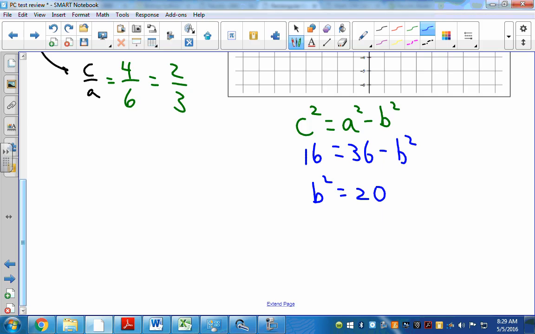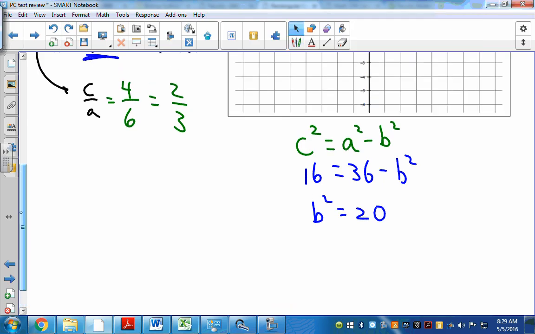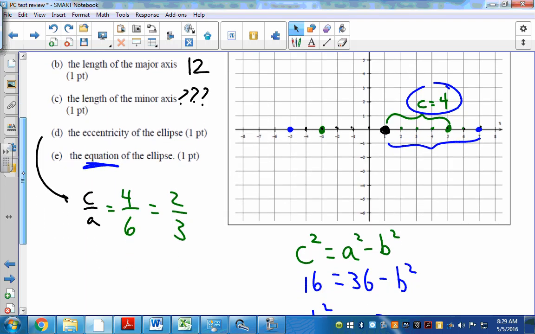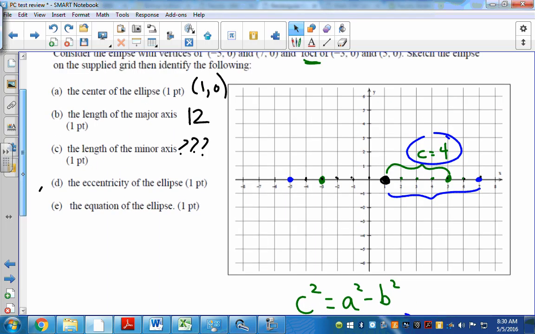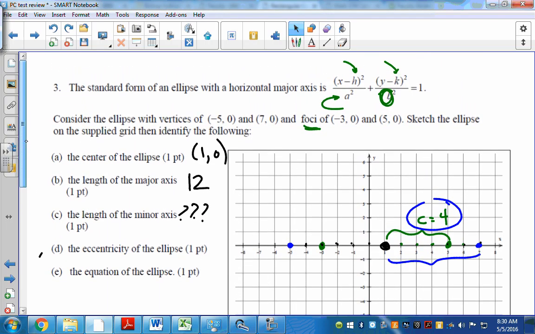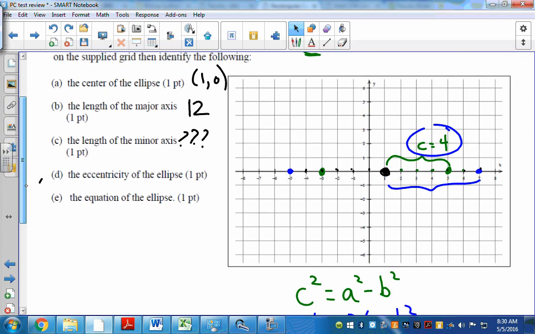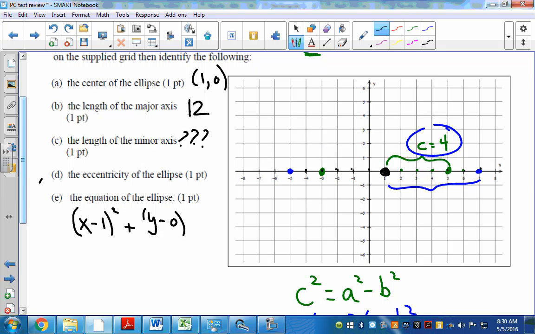Okay, so let me go straight to the equation of the ellipse. Let me take my eccentricity away here so I have some room. The equation of the ellipse, we've got all the pertinent information. We know the center is 1, 0, so we can put that in for H and K. X minus 1 squared, Y minus 0 squared. The A squared we figured was 36, and now we have the B squared we figured was 20.